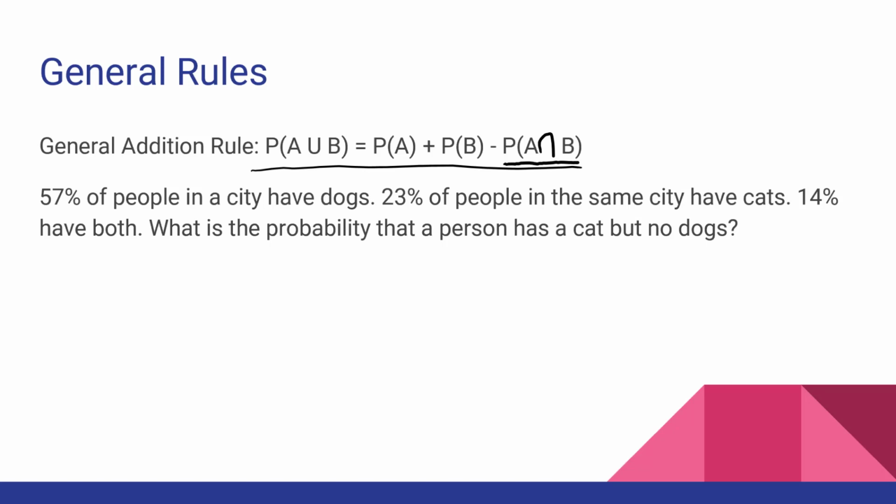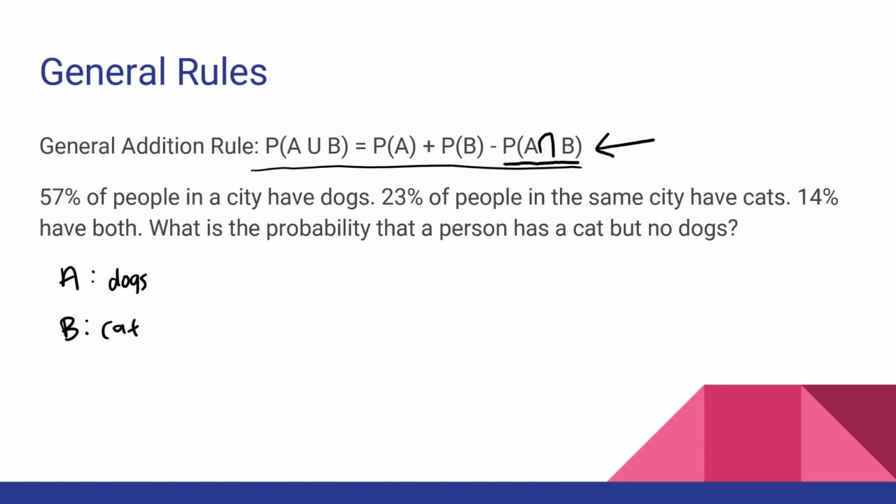So putting this into practice, we have an example here. If 57% of people in a city have dogs, with 23% of people in the same city having cats and 14% having both, what is the probability that a person has a cat but no dogs? There's two ways to do this. The first is to draw another Venn diagram, but we're going to try the formula first. So here our event A, let's say it's having dogs, and event B, let's say is someone having a cat. The question does say what is the probability that a person has a cat but no dogs, but we'll start with a different one first to use our new formula.